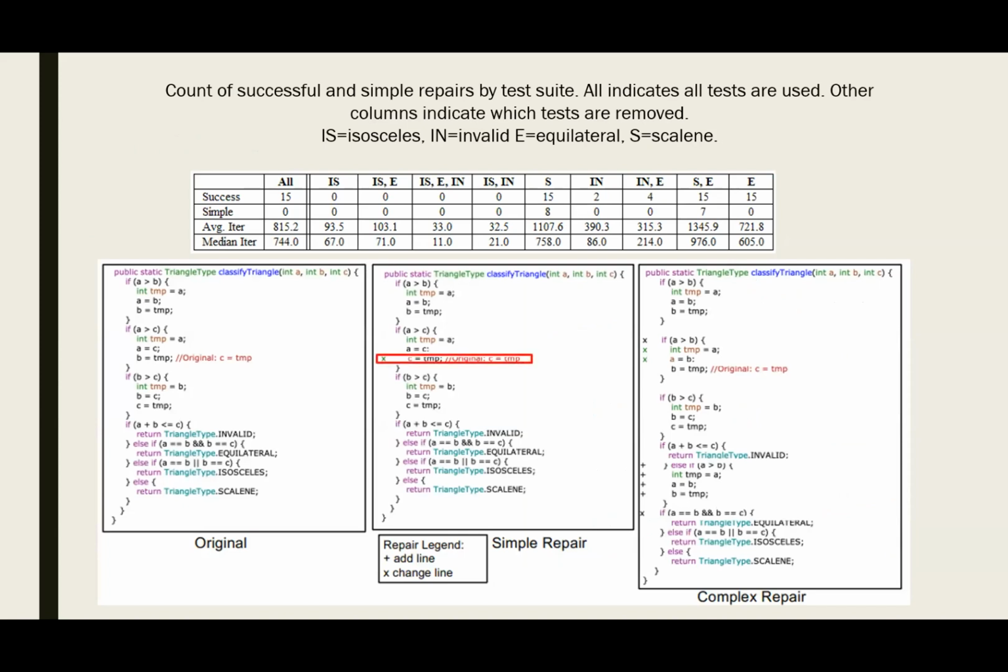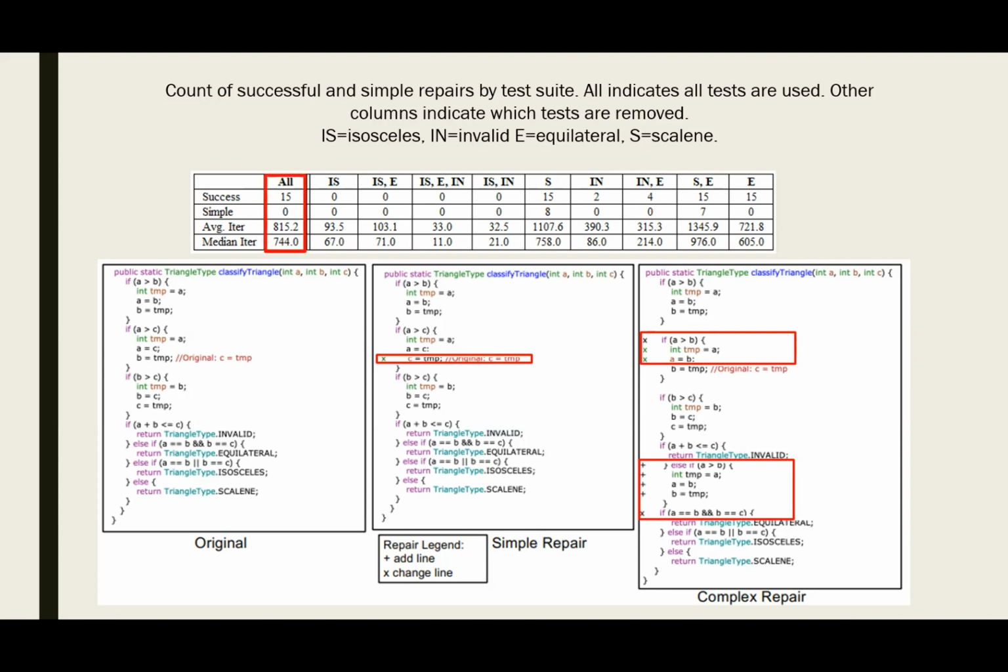So this is the triangle program, and you can see on the left here, the bug is in the second if A is greater than C, there's a B equals temp. It should have been C equals temp. And the repair actually gives us the correct repair there. So it's a very simple repair. However, the one on the right is a little bit more complicated. So it adds and removes a bunch of code, still ends up being correct against the full test suite, but this is what we would call more of a complex repair.